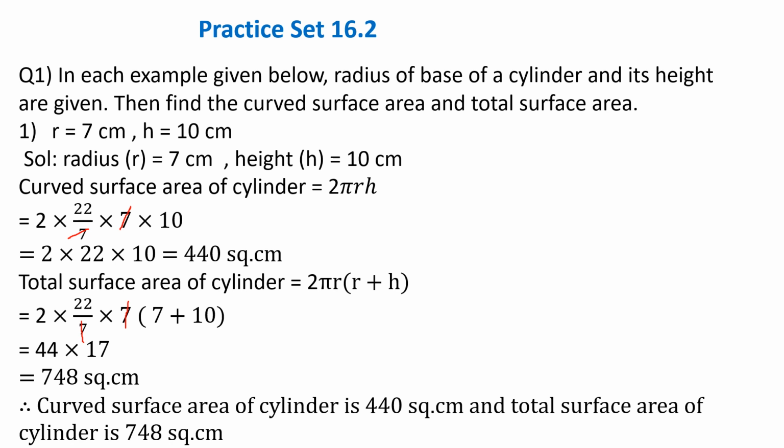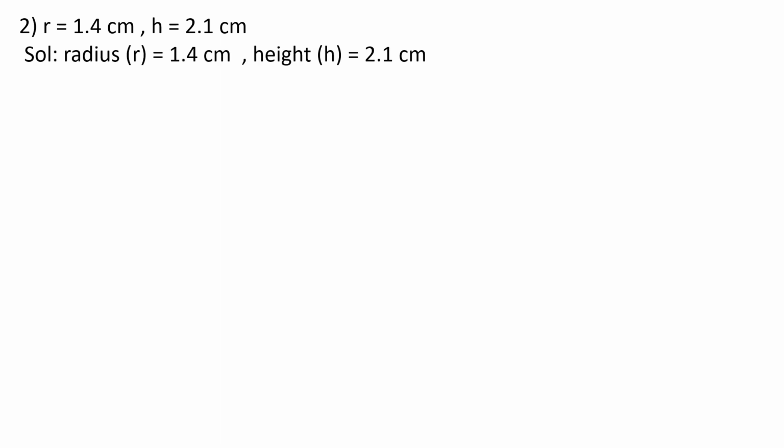Okay, moving to the next one. Now, the radius given here is 1.4 centimeter and height h is given 2.1 centimeter. So, you'll write down in solution radius r equal to 1.4 centimeter and height h is equal to 2.1 centimeter. So you have to find curved surface area and total surface area. You'll have to do it in a similar way which we did in the previous sum. So we'll write down first the formula. Curved surface area of cylinder equal to 2 pi r h.